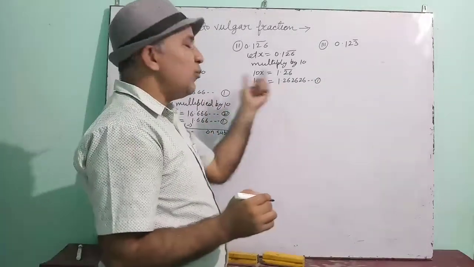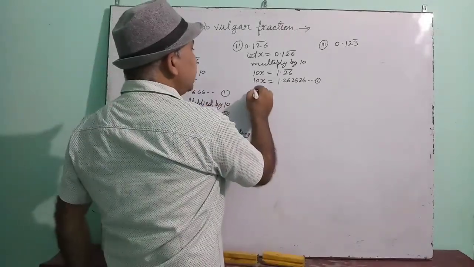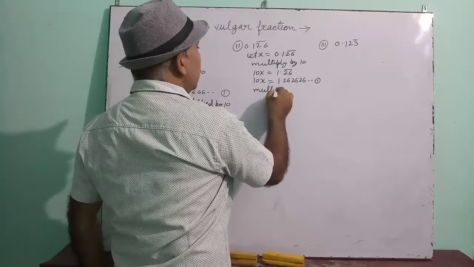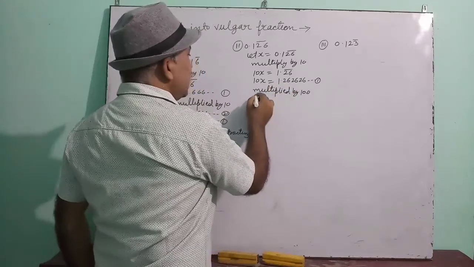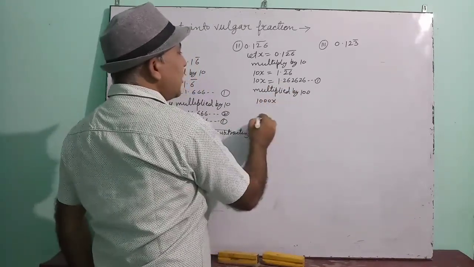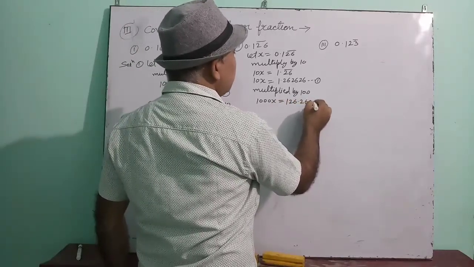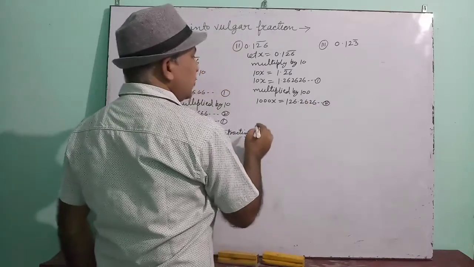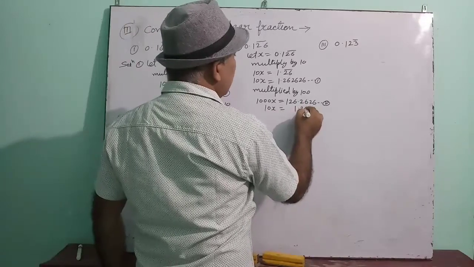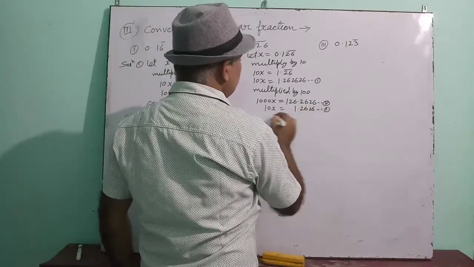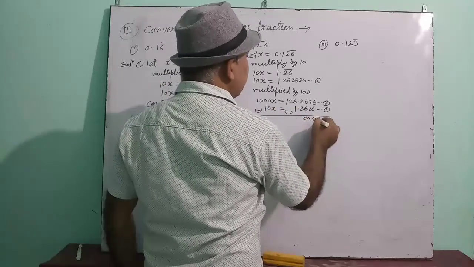Okay. Now we will see how many digits are repeating. Here 2 digits are repeating. So it will be multiplied by 100. Multiplied by 100. So 100 into 10 is 1000x. And this will become 126.26 and so on. This is equation 2. Now from equation 2, equation 1 will be subtracted. 1.26 and so on. Put the minus sign right here on subtracting.